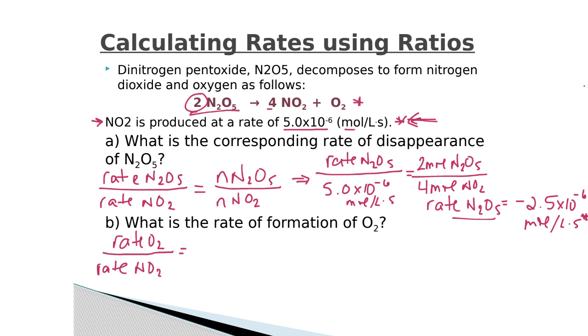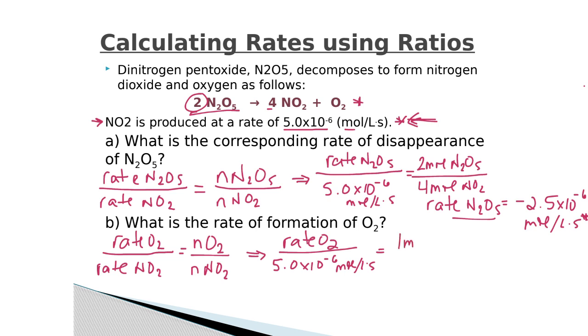and again, set up a mole ratio. So whatever my coefficient for oxygen and my coefficient for NO2 are, we're going to apply that. We'll fill in our values now. So we want to know what's the rate of O2. We know the rate of NO2, which was still 5.0 times 10 to the negative 6 moles per liter second. And then those coefficients: I have 1 mole of oxygen for every 4 moles of NO2 produced.